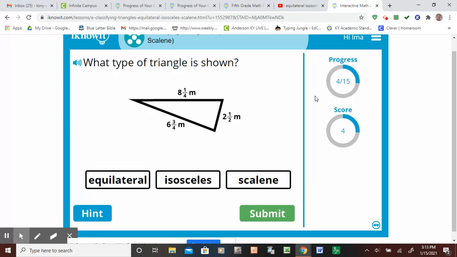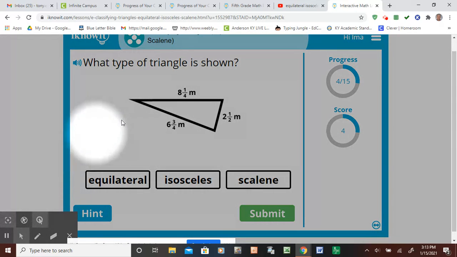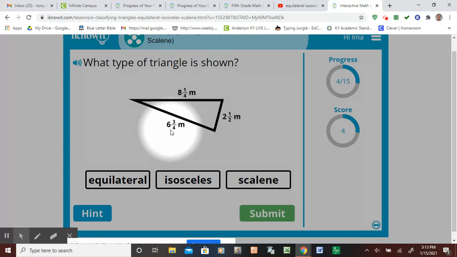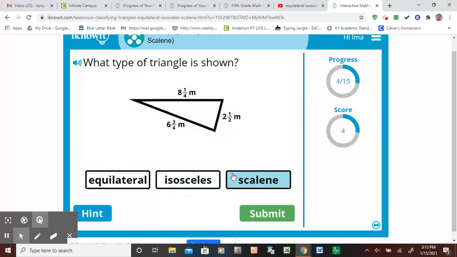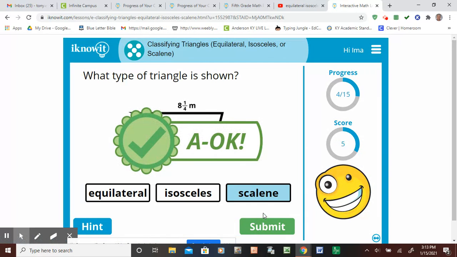Now, look at our picture here. Again, what do we have? We have 8 1/4, 6 3/4, 2 1/2. How many equal sides? Of course, no equal sides. So what we have with that is scalene. Good job.